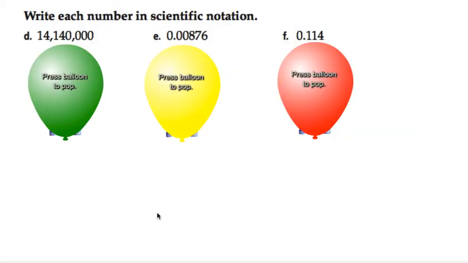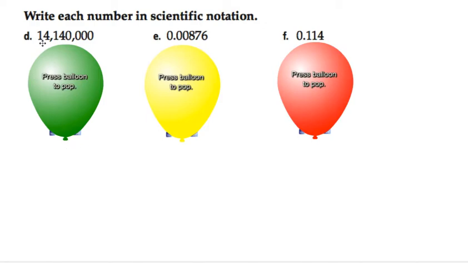All right, here's 3 more for you to try on your own. Pause the video and we'll give you the answers when you come back. All right, hope you gave those a try. This one's a number bigger than 1, so we'll have a positive exponent. This one is less than 1, negative exponent. Letter F is less than 1, also a negative exponent.